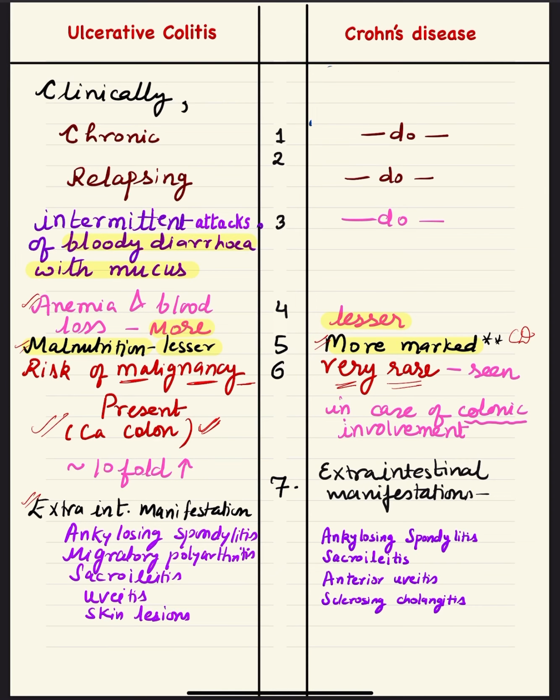Extraintestinal manifestations: I told you that there is HLA association in both these diseases. So both of them can be associated with ankylosing spondylitis, sacroiliitis, and uveitis. These can be seen in both. And in ulcerative colitis, migratory polyarthritis and skin lesions can be seen. And in Crohn's disease, we can see sclerosing cholangitis. So basically, in both, extraintestinal manifestations are seen in the form of these autoimmune diseases.